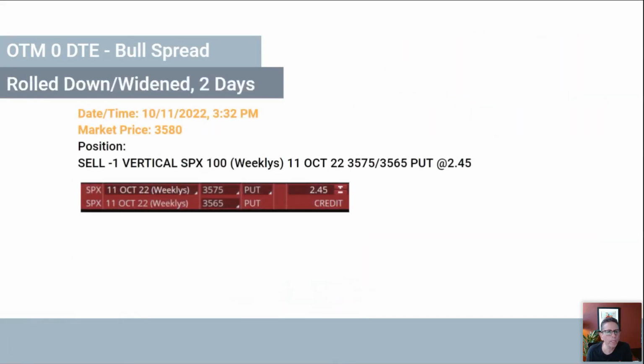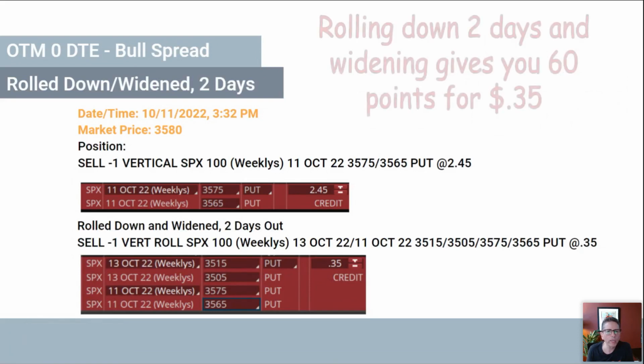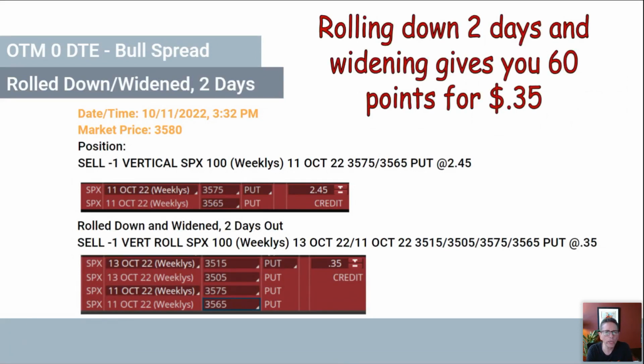All right, now we're going to a bull spread, rolled down and widened, and 2 days. And so here you get a lot more room. Basically, rolling down 2 days, you get 60 points for 35 cents.